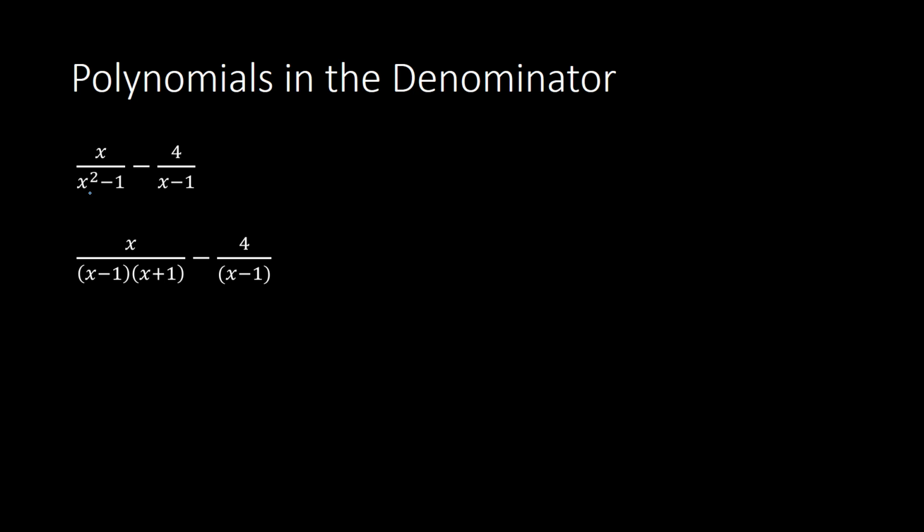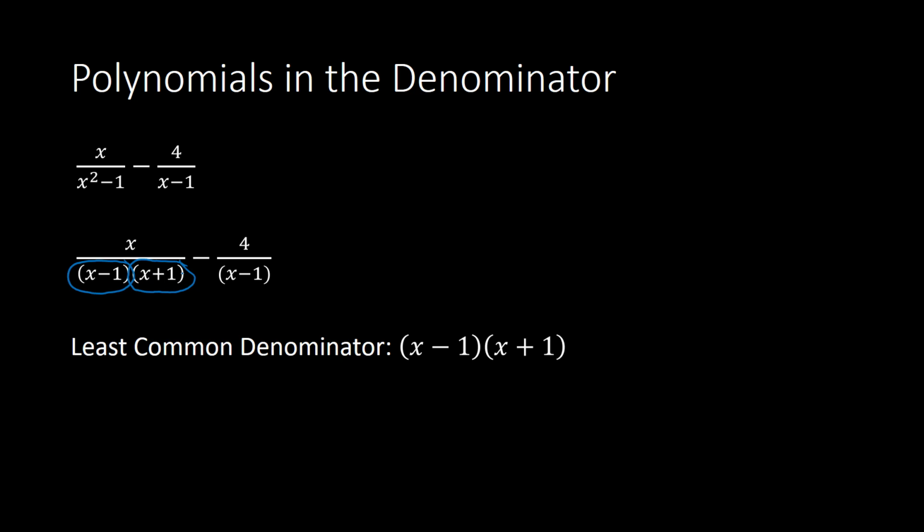We have x minus 1's and x plus 1's. So which one has the most x minus 1's? Well, it's a tie, so it does not matter which one we take, but it's a tie with 1, so we take 1. Then x plus 1's, which one has the most? Well, this one over here has the most with 1, so we take just 1 x plus 1. So my least common denominator would be (x minus 1) times (x plus 1).